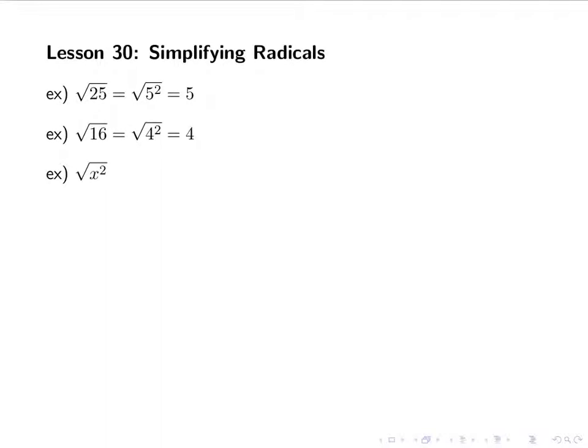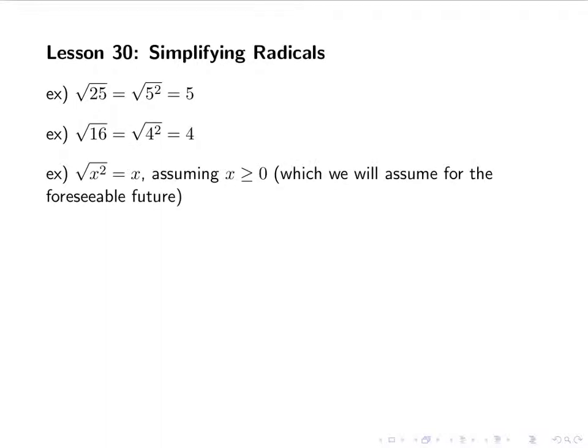Now let's look at it in more general terms. The square root of x squared is x, assuming x is positive or 0, which we will assume from now until pretty much the end of the quarter. So anytime we have the square root of a variable, we're going to assume that variable is in fact positive.